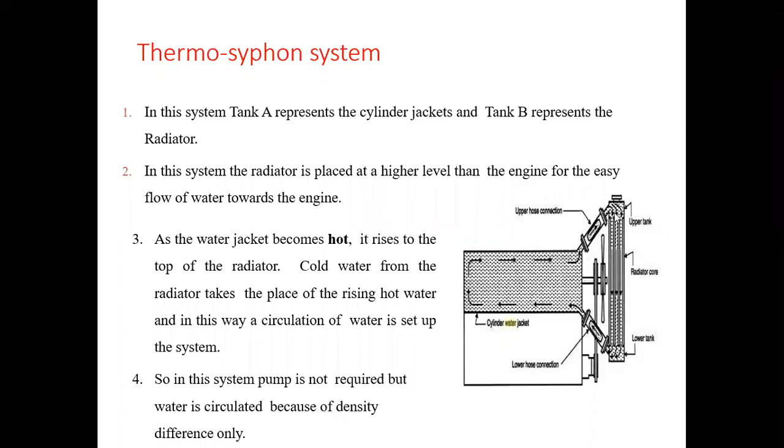There will be two hoses. This pipe is called a hose. The upper hose connection is provided to flow the water to the upper tank. Here we can see that the radiator has two tanks, an upper tank and a lower tank. As water gets heated, the heated water will flow to the upper tank. This happens because of the decrease in density of water as its temperature increases.